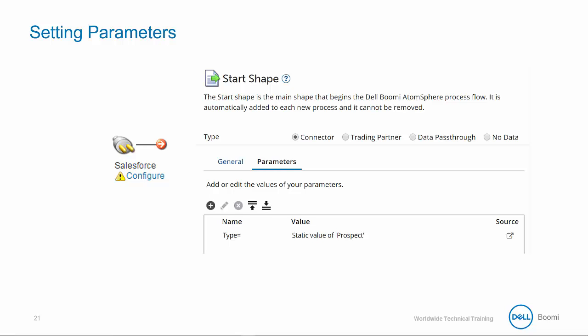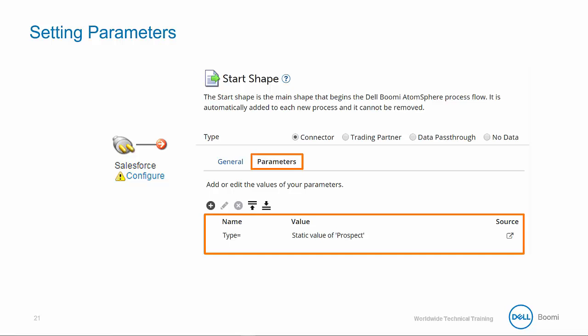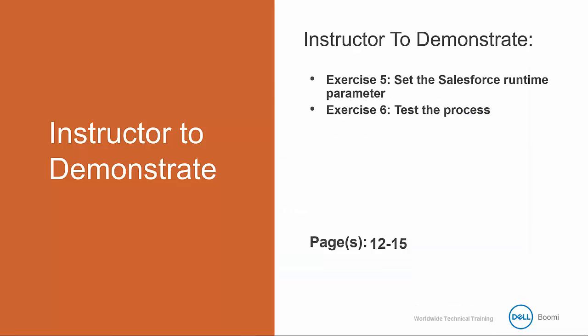Since we're embedding the Salesforce query in the start shape of the new process, the parameters tab will be available to us. Anytime we build a read request against an API with input parameters, we need to supply the input parameters, which can be either static or dynamic values. I'll demonstrate how to set the Salesforce runtime parameter and test the process in exercises 5 and 6.